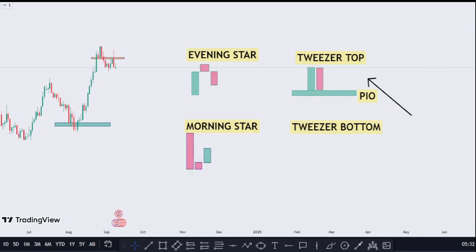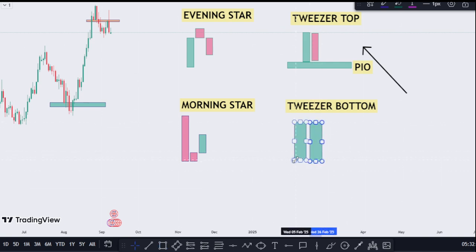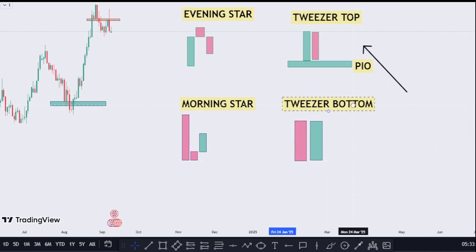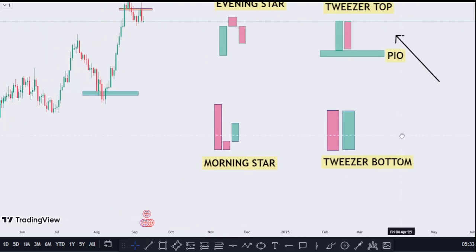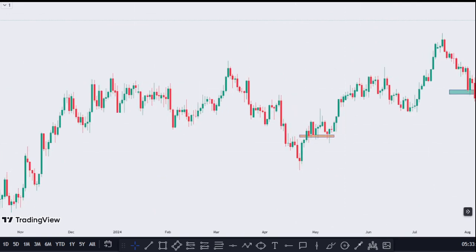Tweezer bottom. So tweezer bottom, the first candlestick has to be what? Bullish. So let's change the color to red. So this tweezer bottom. Whenever you spot a tweezer bottom like this, don't trade the following day. So let me show you an example of tweezer bottom here.